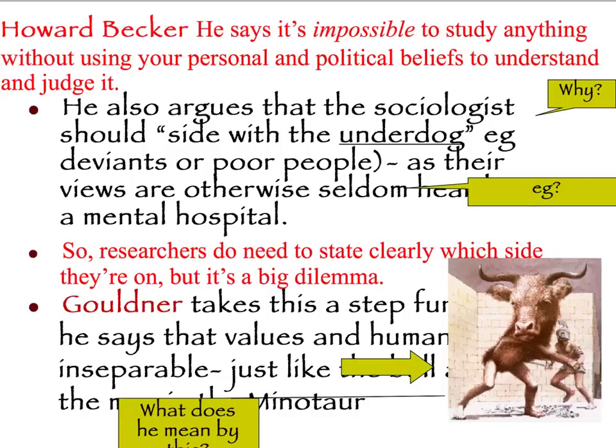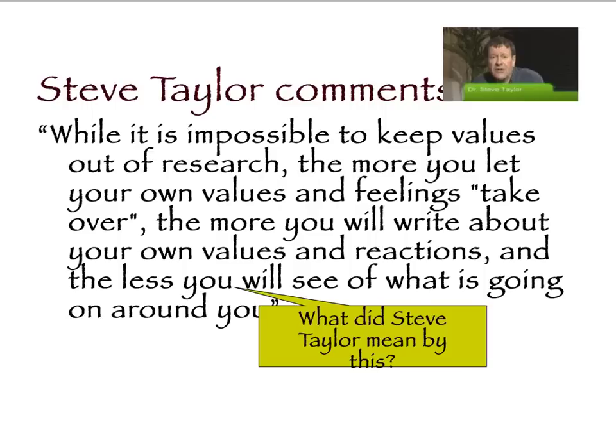We are biologically linked. Howard Becker's critic, Taylor, he's a bit critical. He recognises the role of values in research. However, he does say you cannot let your own values take over your research. Otherwise, you'll just write about your own personal experience of that research and not see what's going on around you, okay? So even if you recognise that you have your values, you must try and maintain some level of objectivity. Otherwise, your research stops being research and starts being a personal interpretation of the world around you.